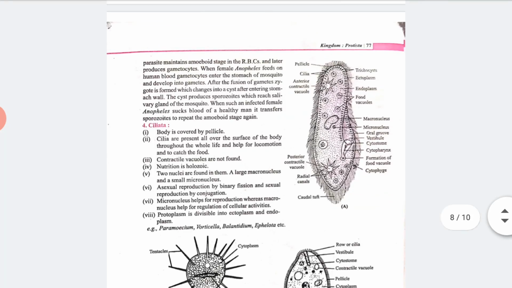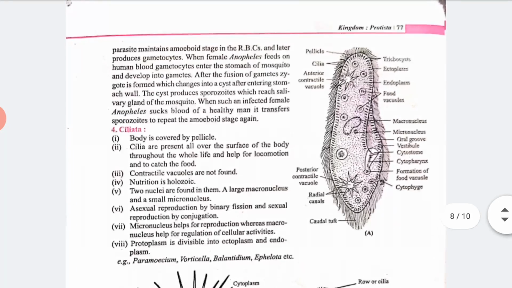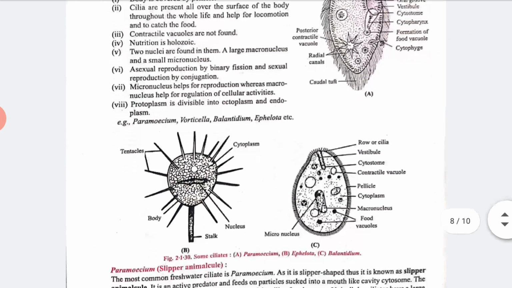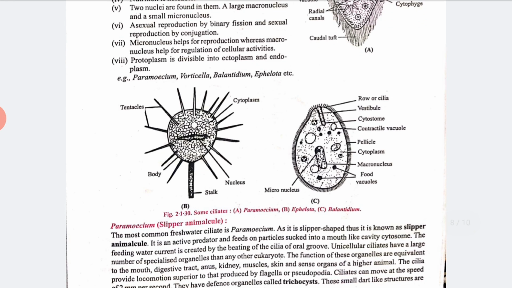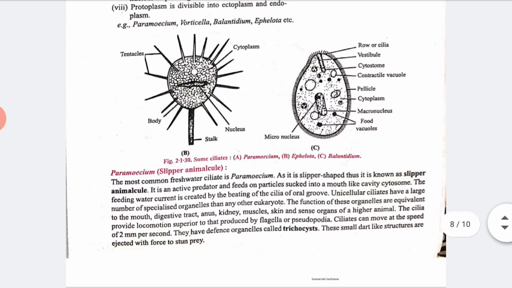Okay. So now let us talk about ciliates. So its body is covered by the pellicle. Now cilia are present all over the surface of the body. Now contractile vacuoles are found. So you can see we have many things you can read from here. Now let us talk about Paramecium. Okay, Paramecium, that is the slipper animalcule.